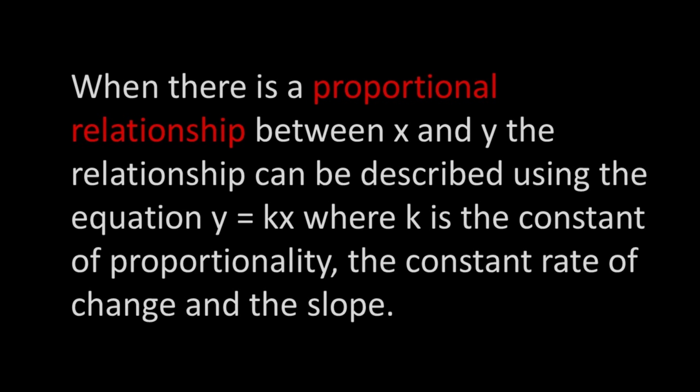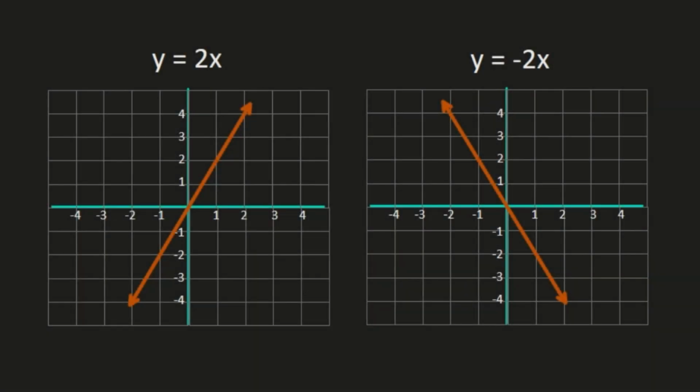a later video. A helpful tip when graphing equations is to pay attention to whether you have a positive or negative coefficient, in this case, a positive or negative constant of proportionality, k, or the positive or negative slope. If your constant of proportionality is positive, as it is on the graph y equals 2x, then as you move from left to right on your graph, the graph is going up. If your constant of proportionality is negative, as it is on the graph y equals negative 2x, then as you move left to right, your graph is going down. Now let's take a look at our examples.